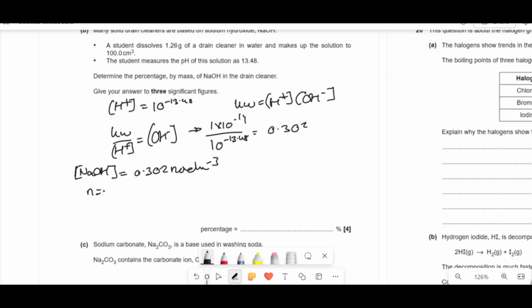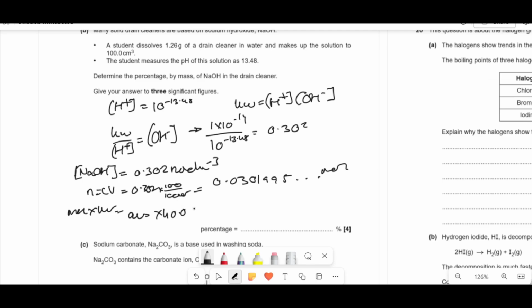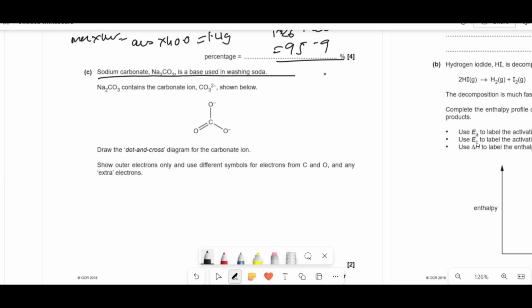Now we know the moles, n, equals CV. We know its volume is 100, so it's going to be 0.302 times 100 over 1,000, which means you're going to get moles of 0.03019. We can work out the mass now because we want to find out how much sodium hydroxide mass is in this thing. So we're going to do moles times Mr, times the 40.0, which is the mass of the NaOH, which gives you 1.21 grams. Then what you do is 1.21 over 1.26 times 100 to give you a percentage, which is 95.9, because it's 3 significant figures. Done!